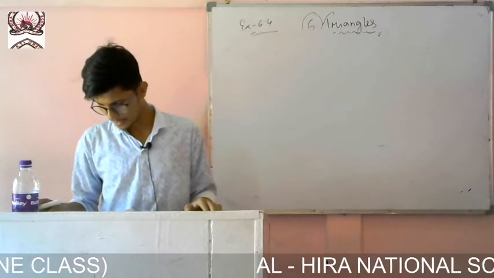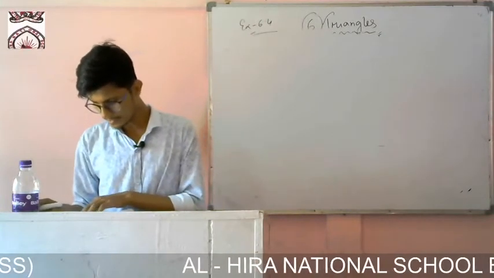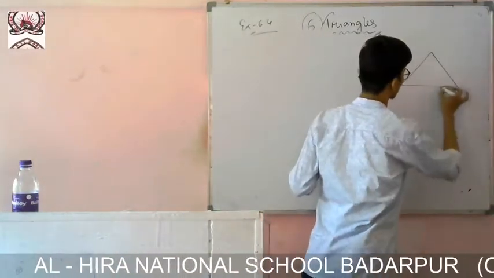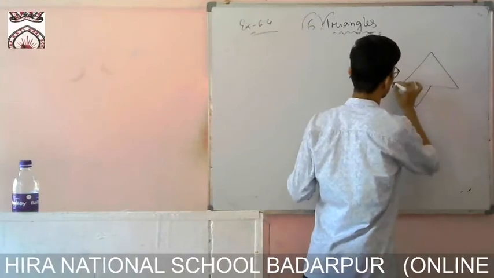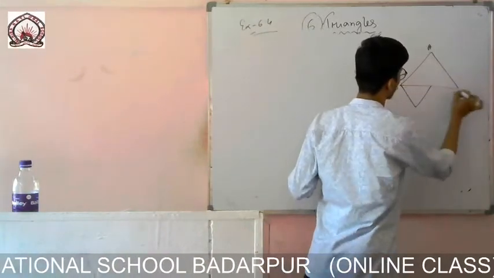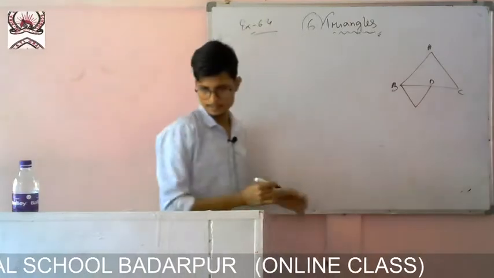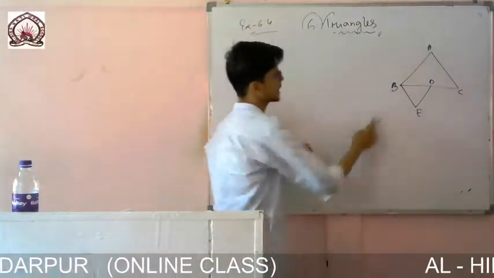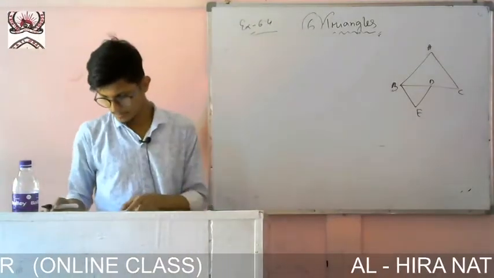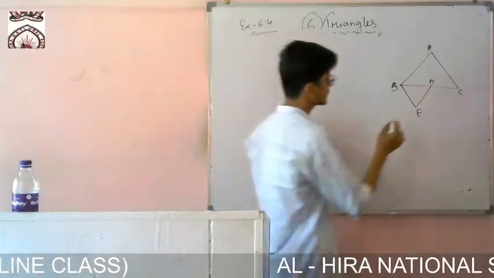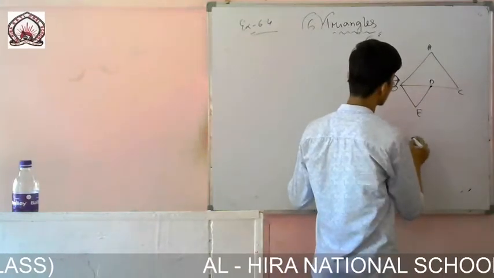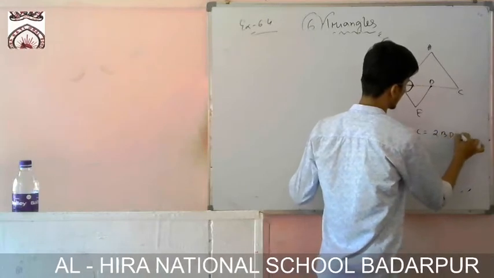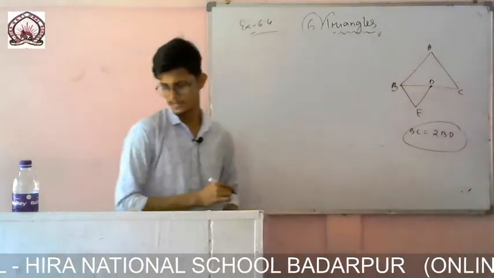And what is given here? It is given that D is the midpoint of side BC. If I draw the figure, it will be like this. A, B, C, and B, and anyone you give, so you give it as E. So it is given like this. What is given? D is the midpoint of BC. That means BC will be equal to twice BD.